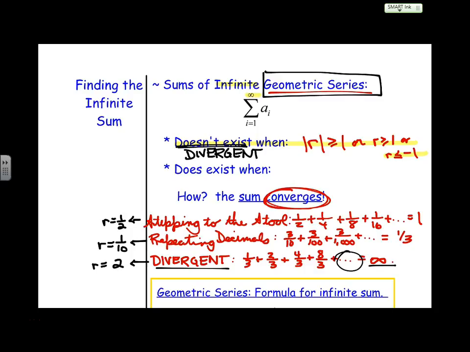If the infinite sum does not exist, we say that the series is divergent.